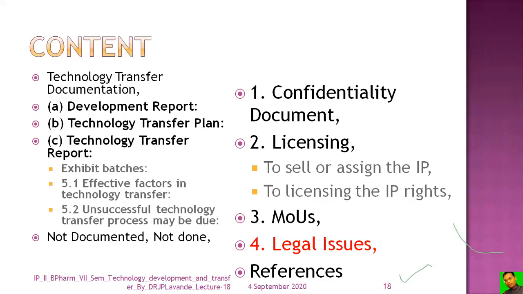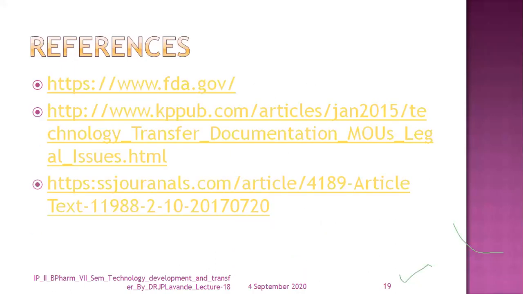The documents that are very commonly required are the confidentiality document, licensing, MOUs, and the legal issues. Now, in order to understand all these, we had these kinds of references. So I request you all to go through these in order to get further details associated with the documentation part of the technology transfer processes.